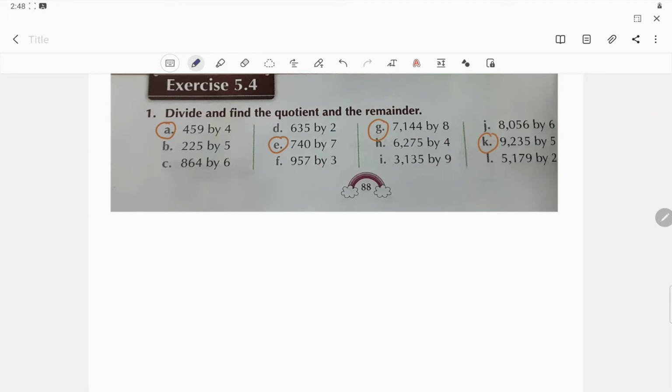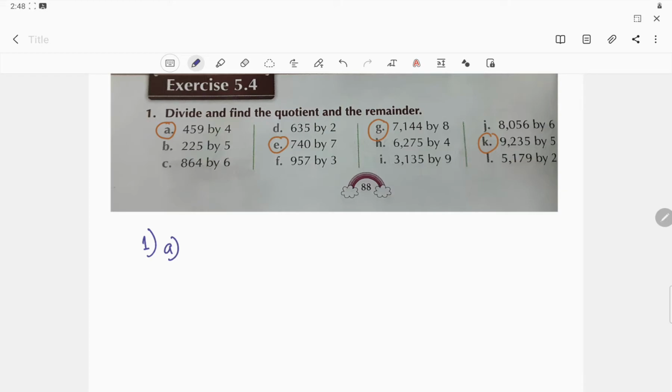Here in exercise 5.4, question number 1 says divide and find the quotient and the remainder. There are so many questions, but here I have marked A, E, G and K. I will solve only these questions, and the questions which are left will be your turn. You have to solve them. If you face any problem, you can ask me in the live class. Okay, now let's start with 1a.